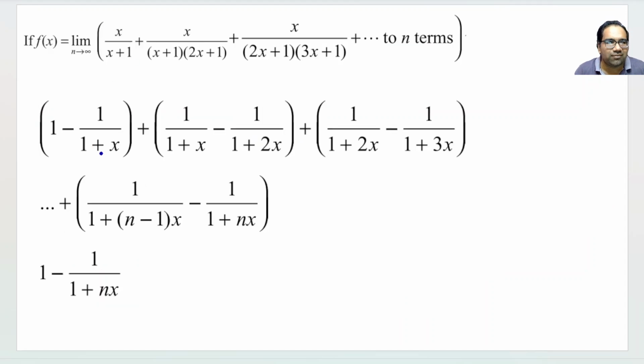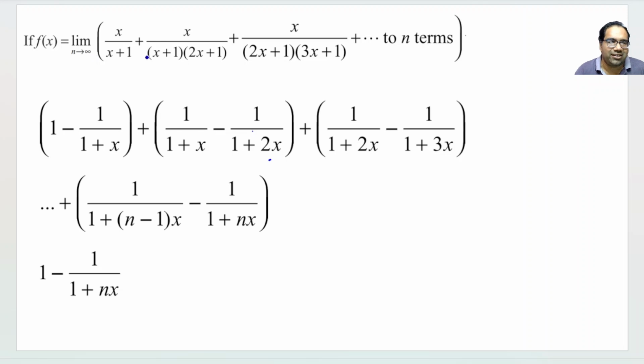x by x plus 1, we can write it as 1 minus 1 by x plus 1. Right, 1 plus x minus 1, so it will become x by 1 plus x. Second one also we can write as 1 by x plus 1 minus 1 by 2x plus 1. Why? 1 plus 2x minus 1 plus x is equal to x. Similarly, the third one we can write as 1 by 2x plus 1 minus 1 by 3x plus 1. Right. So finally, the nth term we can write as 1 by (n minus 1) into x plus 1 minus 1 by nx plus 1. Okay. So we can break it like this.